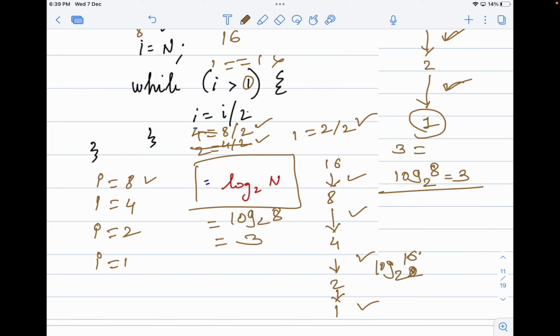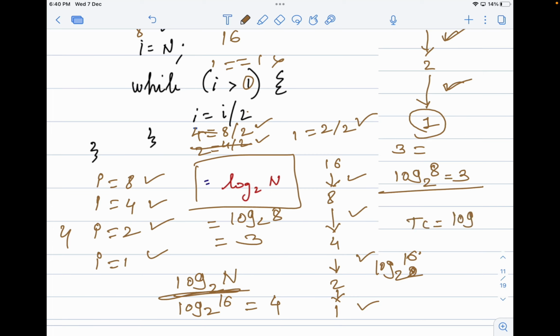So how many iterations did it do? 4, right? So log base 2 of n means what? Log 2 of 16 is nothing but 4. And how many operations will it take for any number n? That depends on log 2 of n. So the TC of this is nothing but log 2 of n.